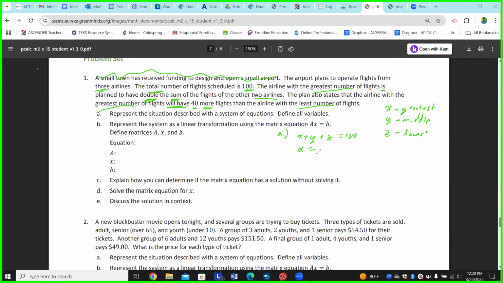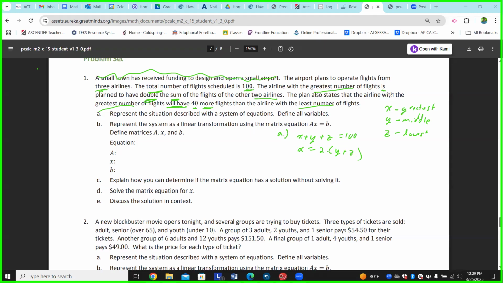Is represents what? Equals. Very good. Plan to have double. What's double mean? Multiplication of 2. The sum of the flights of the other 2 airlines. How would I write that out? Good. I need to do parentheses because I need to be able to add the other 2 airlines and then double that result. Okay, so we good there?